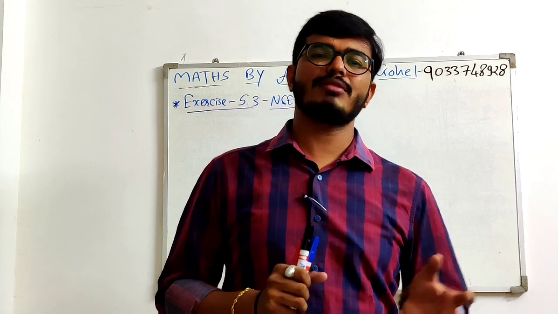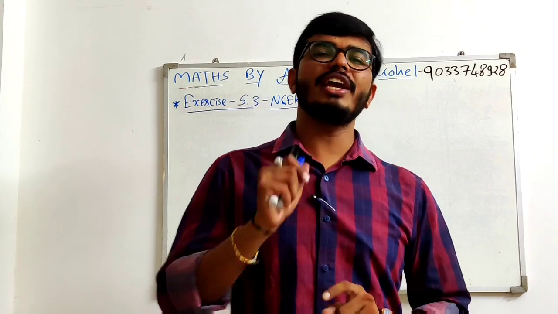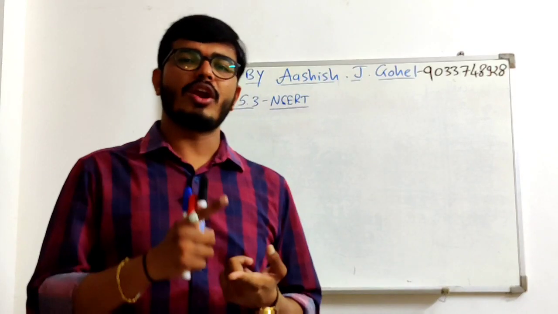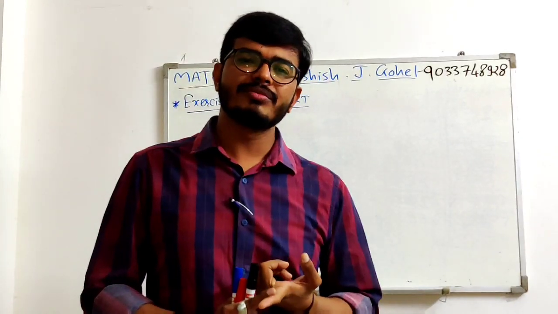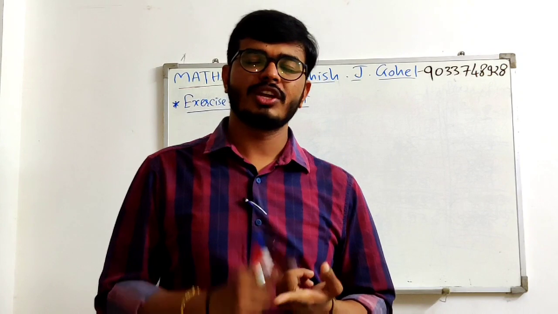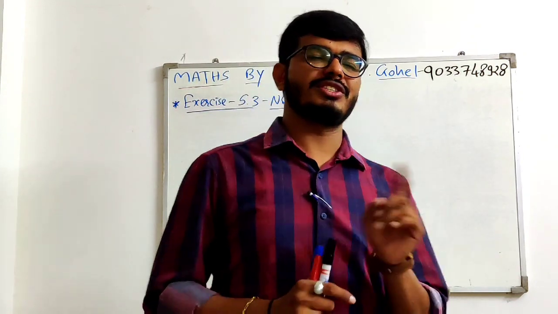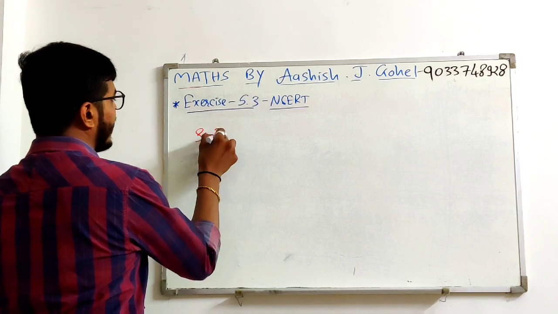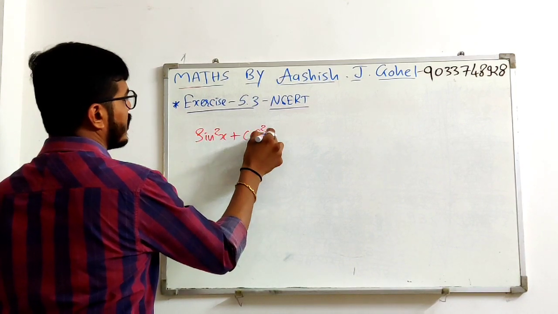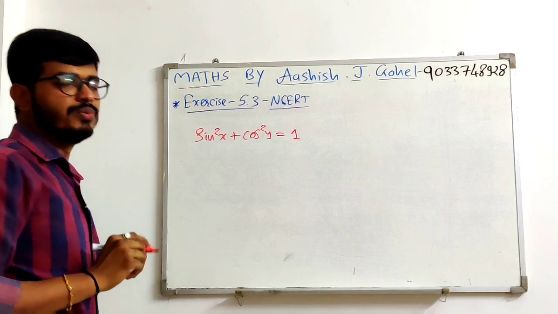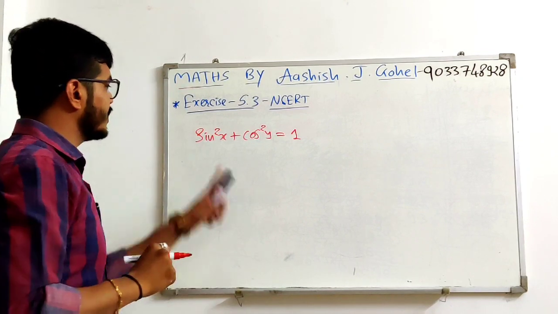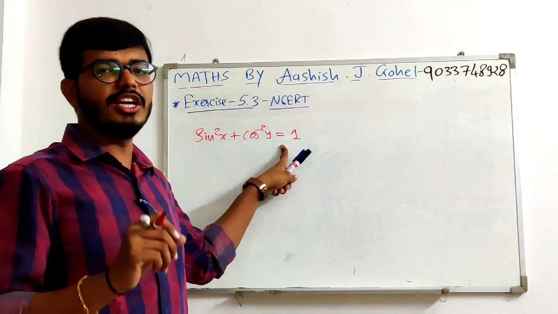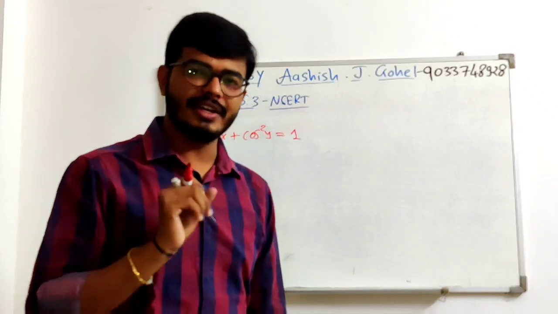So let us discuss question numbers 1 to 8. In questions 1 to 8, you need to remember the product rule, division rule and chain rule. One of the questions I will discuss here: sin square x plus cos square y is equal to 1. We need to differentiate the given equation and find the value of dy by dx.